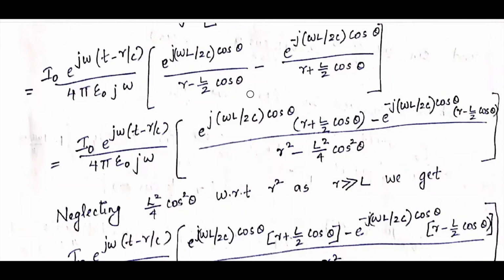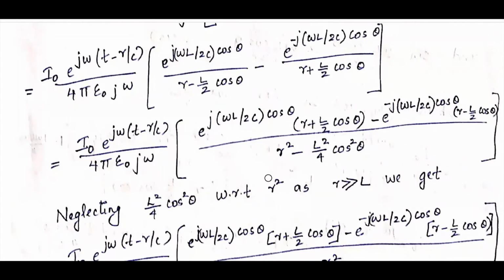Now cross multiplying these two equations, this term will come over here and this term will come over here. So cross multiply, and the below is a plus b into a minus b, so that becomes a square minus b square. So you will get the equation like this. Now here, you can neglect the term L square by 4 into cos square theta with respect to R square, because R is very much greater than L.